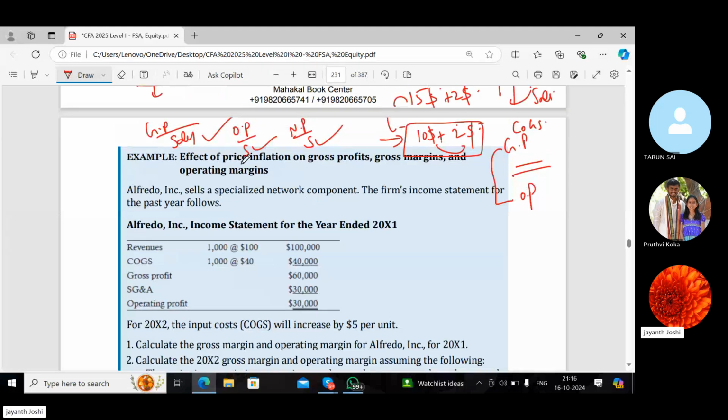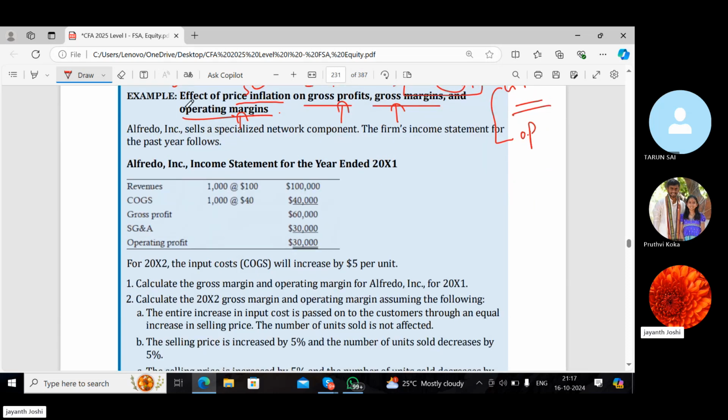See, effect of price inflation. Let's say the prices have increased in this market, and we look at the effect on gross profits, gross margins, and operating margins. What we discussed right now, we are going to see practically. When there is inflation, the prices are going to increase, and how is that going to impact the gross profit and the margins which we are seeing here. Profit is a dollar figure; for margins, you divide the gross profit by sales and see the percentage.